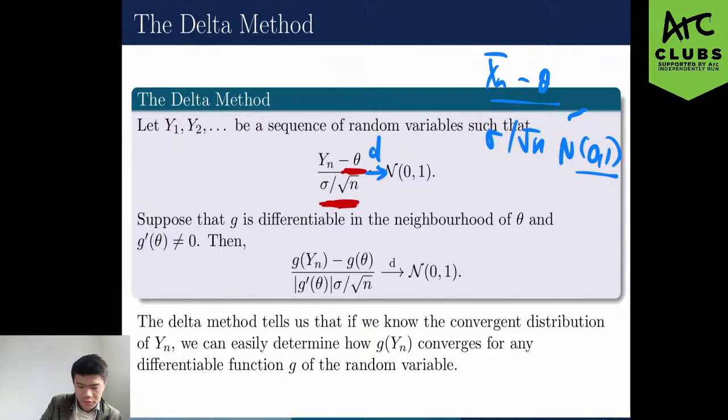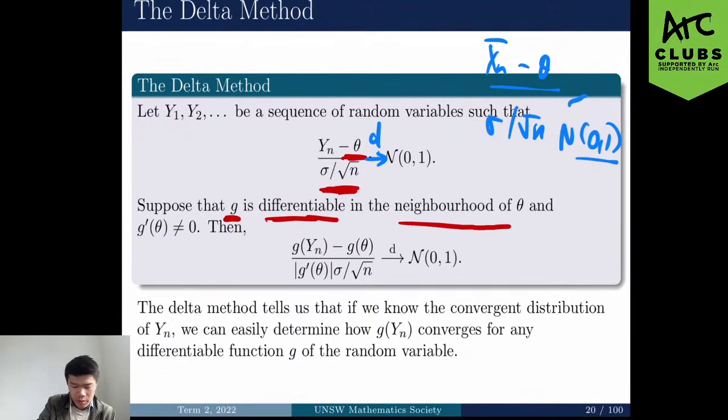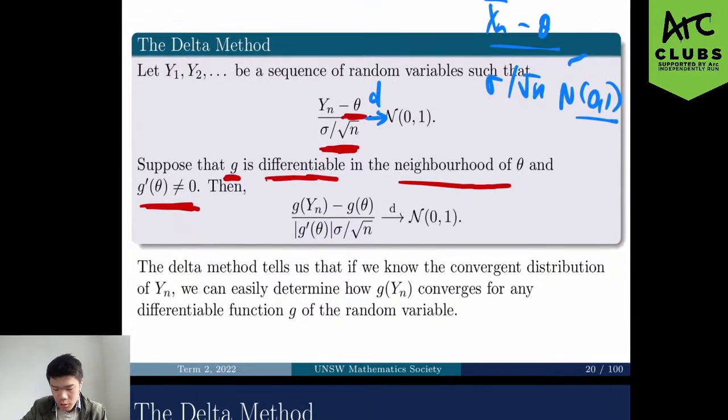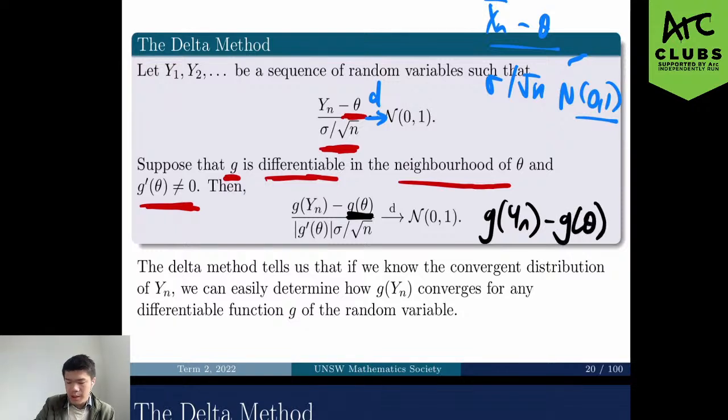So suppose that g is differentiable in the neighborhood of theta, and also that it's not a stationary point. If that's the case, then we can actually work out the distribution of g of yn. It doesn't matter what g is as long as it's differentiable. Its mean is going to be g of theta, which kind of makes sense. And also its variance is going to be this thing. Well, its standard deviation is going to be this thing.